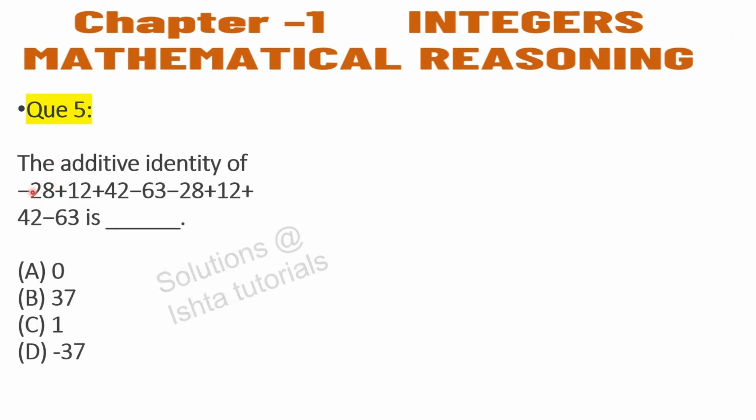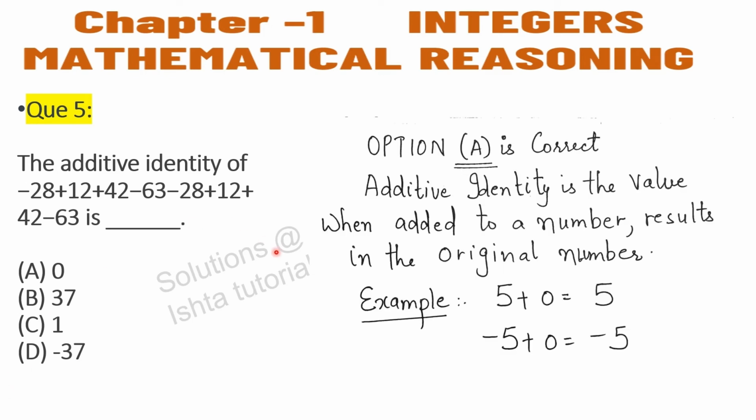Question number 5. The additive identity of this expression is dash. The options are A is 0, B 37, C 1 and D minus 37. And students, the biggest surprise is there is no need to solve this expression, if you know what the additive identity is. The additive identity is the value which, when added to a number, results in the original number. So whatever the result of this expression, the additive identity is always 0. So the answer is A, that is 0.